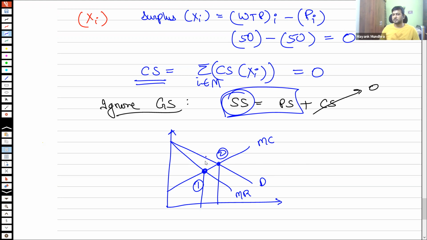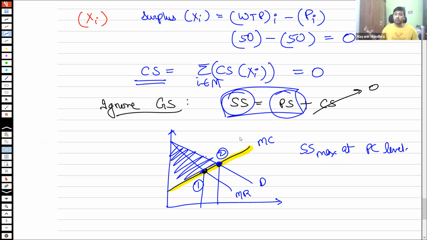Guys, this is a very easy one. What quantity maximizes social surplus? 1 or 2? This is my marginal cost curve. So 2. Very good. Because you see, that's the perfect competition level of production. Social surplus is maximized at the perfect competition level. This is the maximum possible social surplus. Now, social surplus in first degree price discrimination is basically producer surplus.